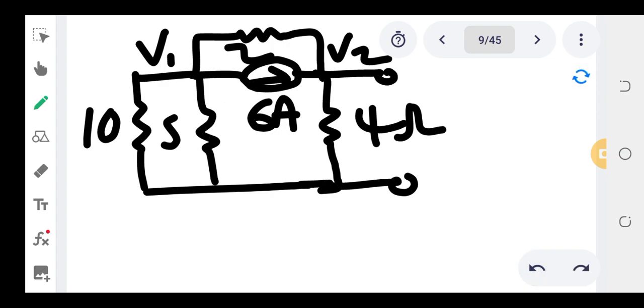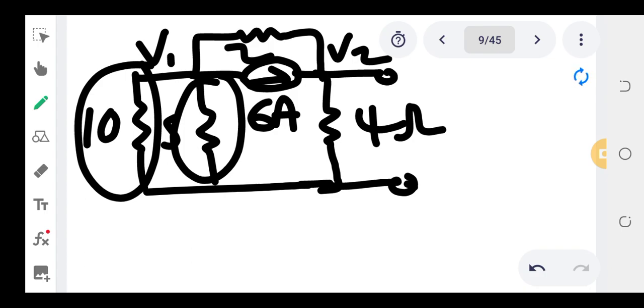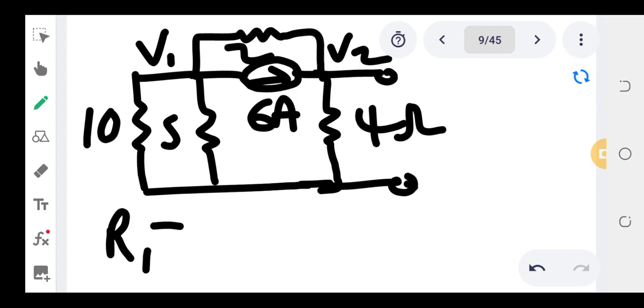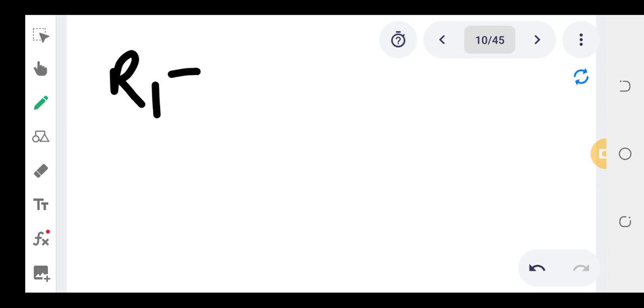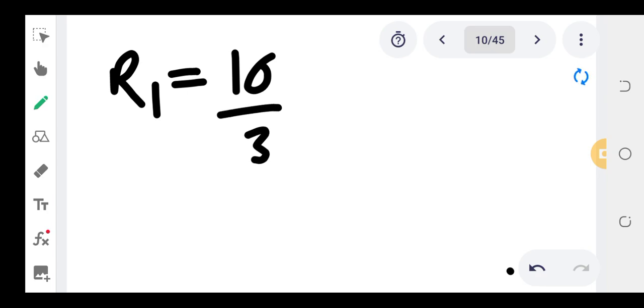So what we must start with now is what method are we going to use. What we know is that these two resistors are in parallel, and when you combine these two, they are going to be in series with this. So we can move in that accord. We say R1 is equal to 10 in parallel with 5, but in series with the 4 ohms. Calculating that, the combined resistor of 5 and 10 is 10 over 3, plus 4.